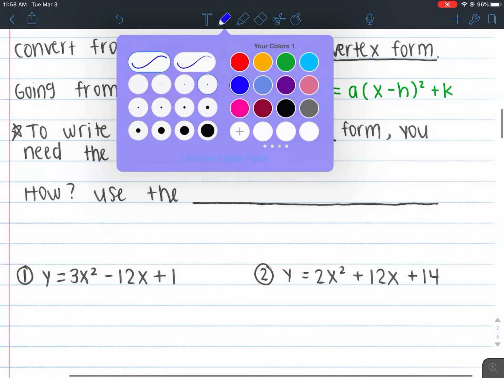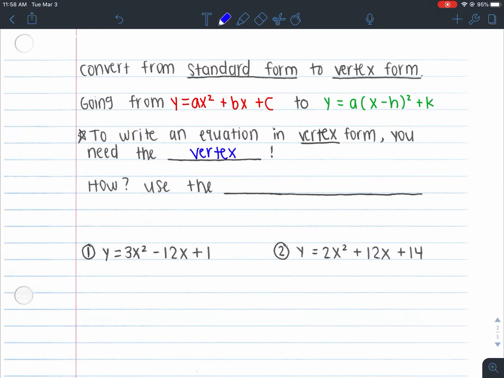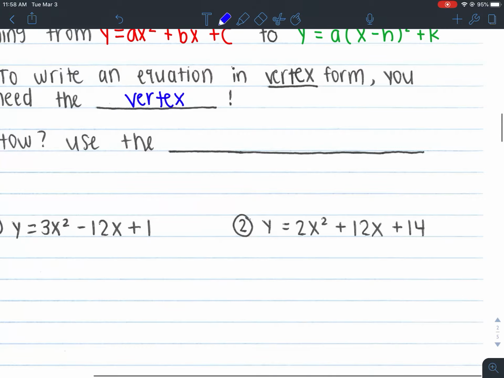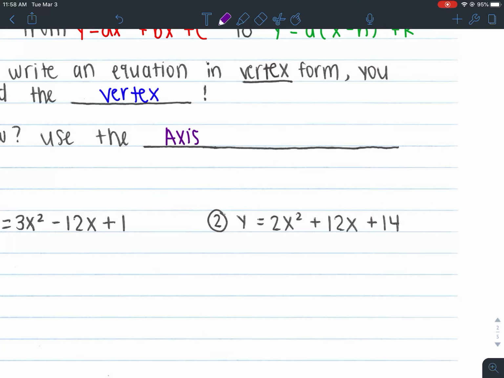And remember, it is called vertex form because it has a vertex in it. So in order to write an equation in vertex form, you need the vertex. Right? If I don't have the vertex, how am I supposed to write it in vertex form? Well, there's a formula I showed you that you can find part of the vertex. And how? Well, you're going to use the axis of symmetry formula. Okay? That formula is x equals negative b divided by 2a.